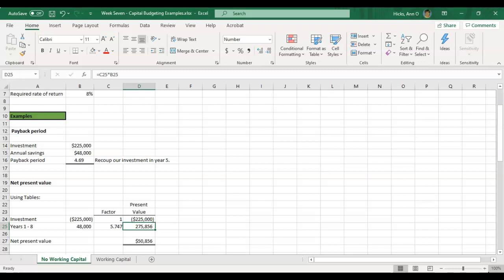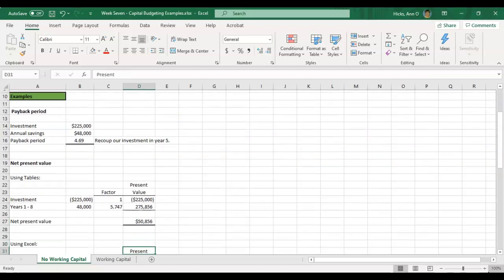$275,856. Notice the savings is a cash inflow. With a present value of an investment of $225,000 and the present value of the annual savings of $275,856, we get a net present value of $50,856 positive, which tells us that this investment does indeed give us a minimum rate of return of 8%. It's actually higher than 8%, as indicated by the positive net present value.